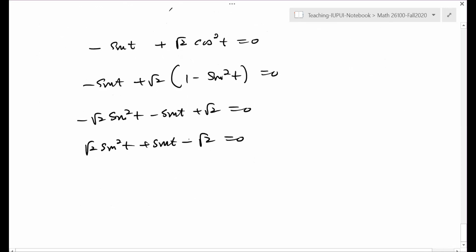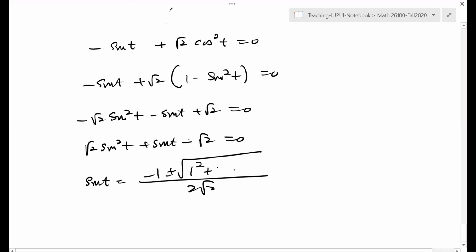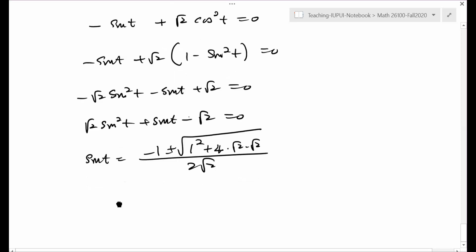Use a quadratic formula. Okay, use a quadratic formula. Sine t is going to be minus b, plus minus square root of b squared minus 4ac, over 2 square root 2. Okay. So you will get negative 1 plus minus, it's actually 9, right? So you're going to get negative 1 plus minus 3 square root 2.